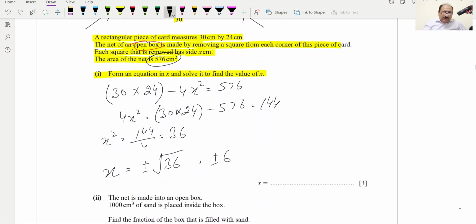Now x will be equal to 6 and minus 6. So negative 6 value we will reject because length cannot be negative. So it will be 6. Answer will be 6. This will be for 3 marks.